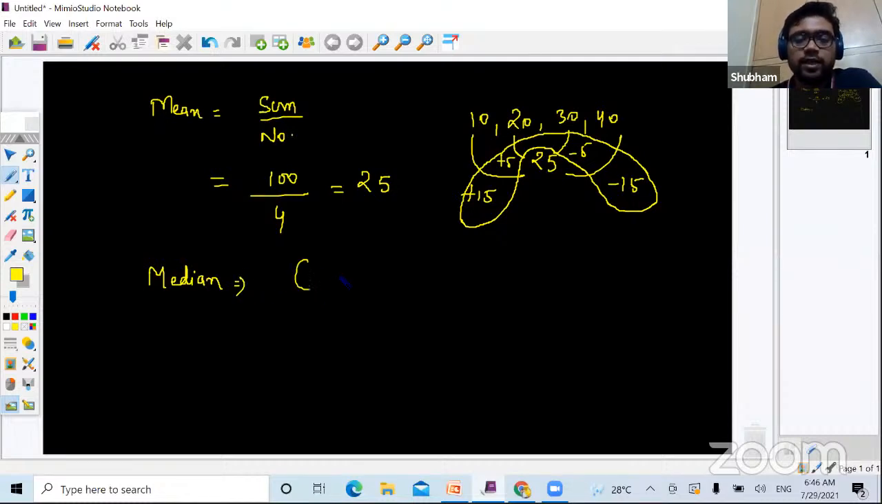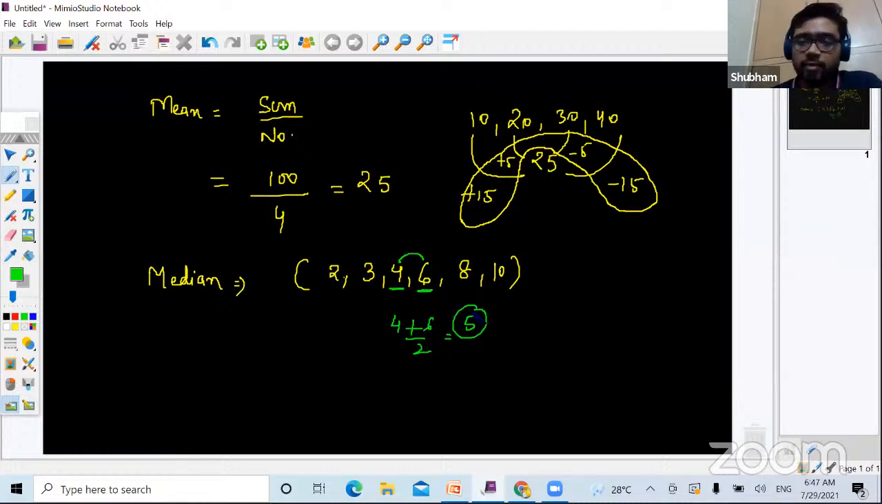For example, if there are two middle values, then what will happen? See, if I arrange the values like this, how many observations are there? I can see there are a total of 6 observations. If there are a total of 6 observations, then this means 4 and 6 both are middlemost observations. So in order to find the median, when there are two middle values, we have to find out the average of these two values. 4 plus 6 by 2, the average, comes out to be 5.